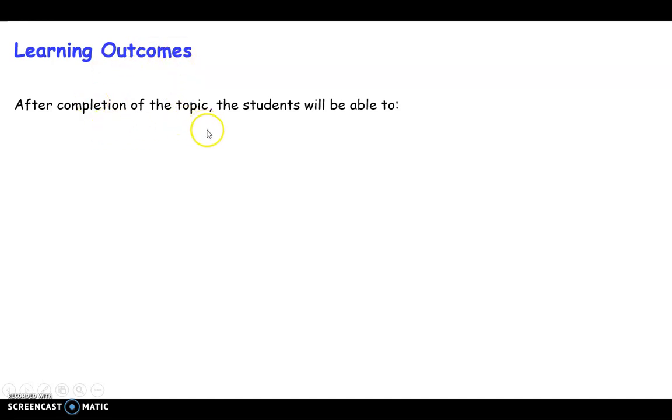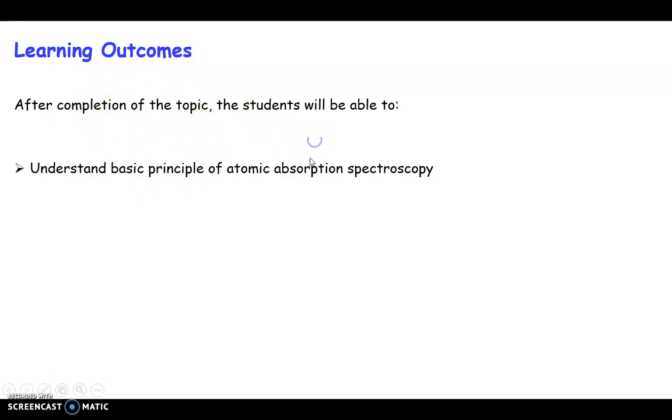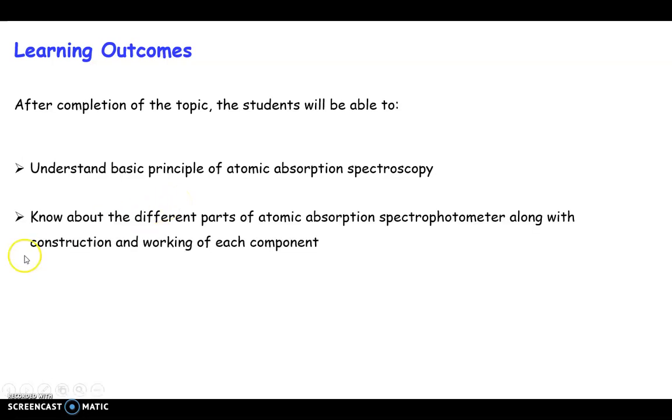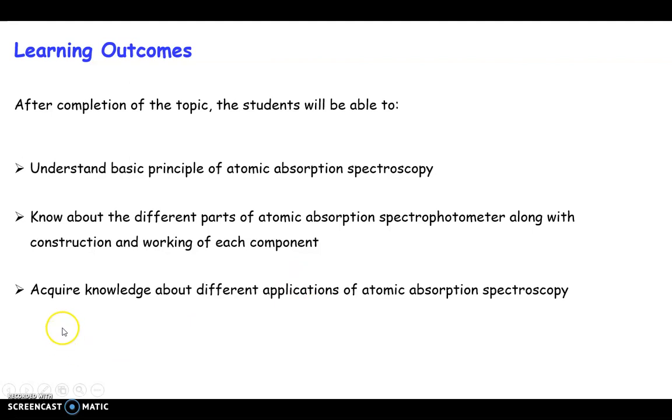After completion of the topic, you will be able to understand the basic principle of atomic absorption spectroscopy. You will know about the different parts of atomic absorption spectrophotometer along with construction and working of each component. You will also be able to acquire the knowledge about different applications of atomic absorption spectroscopy.